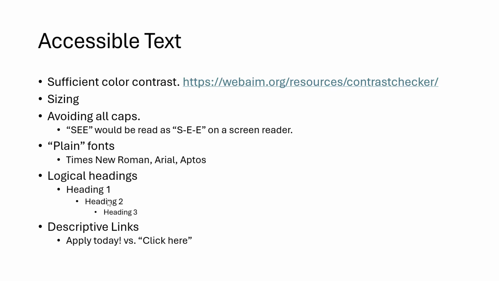Another tip is to avoid all caps, and the reason for this is because if someone is using a screen reader, which is a tool that's oftentimes used by people who are visually impaired to read out loud what's written on the screen, screen readers oftentimes will read all caps letter by letter. So they would read the word see, if it's written in all caps, as C-E-E, and that can be confusing for people who are using screen readers.